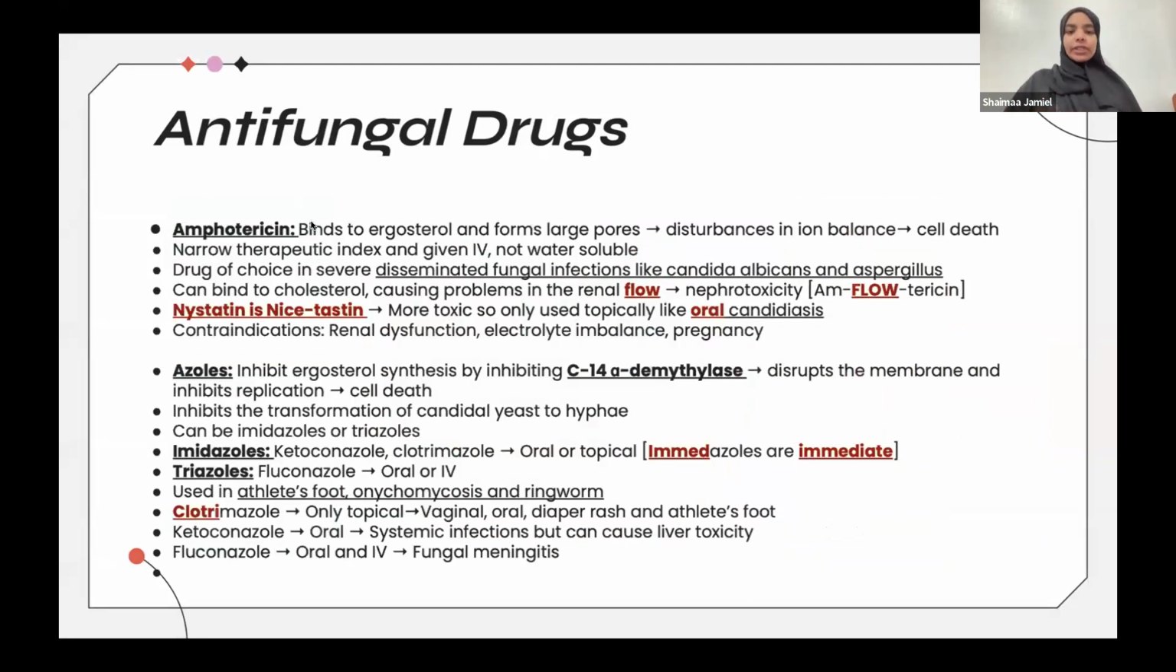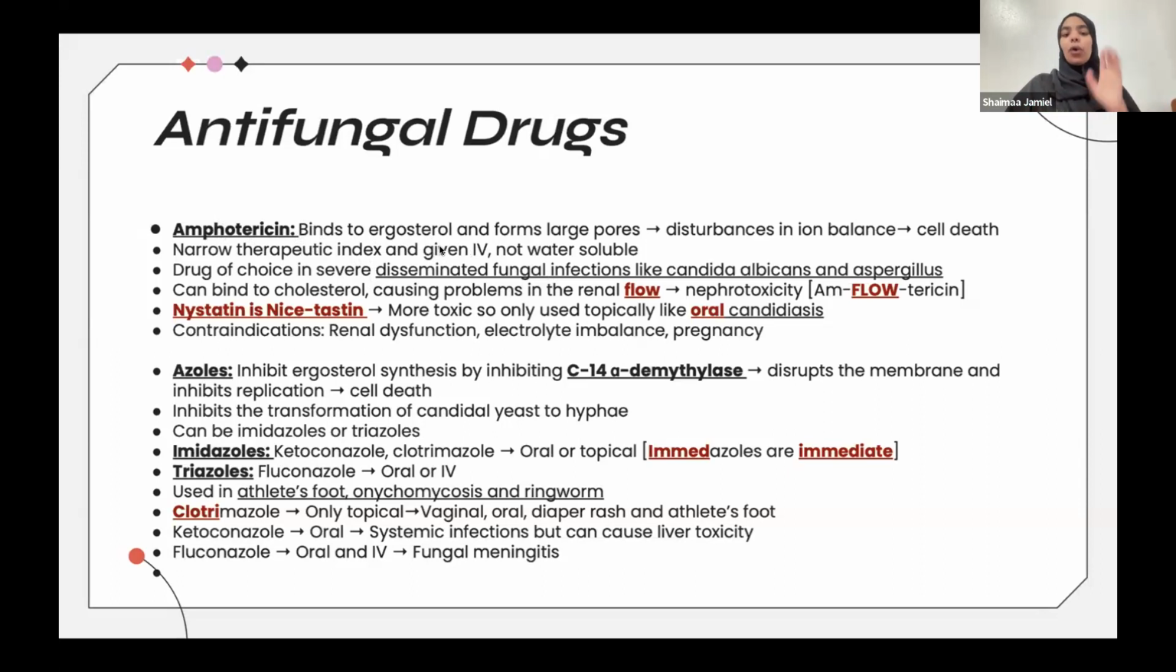So starting with amphotericin, we said it binds to the ergosterol, and this forms large pores. This is going to disrupt the balance of the cell and permeability, and ultimately is going to lead to cell death, okay? But for amphotericin and nystatin, they're both polyenes. They're in general very toxic and have a narrow therapeutic index. And so they have to always be monitored, okay?